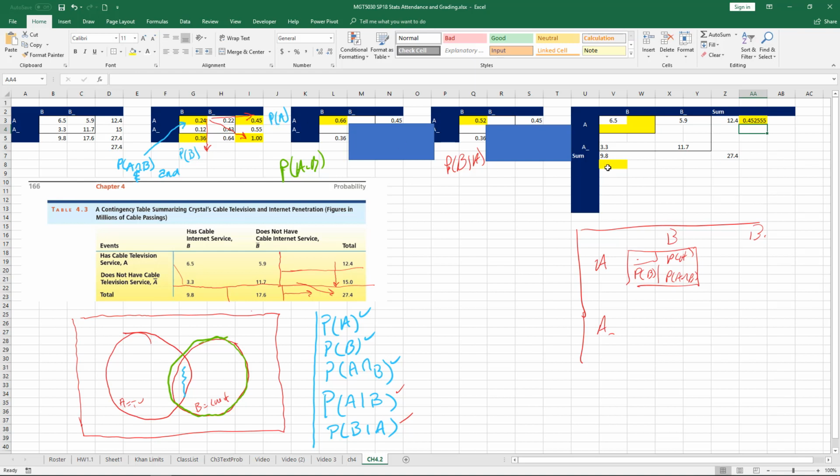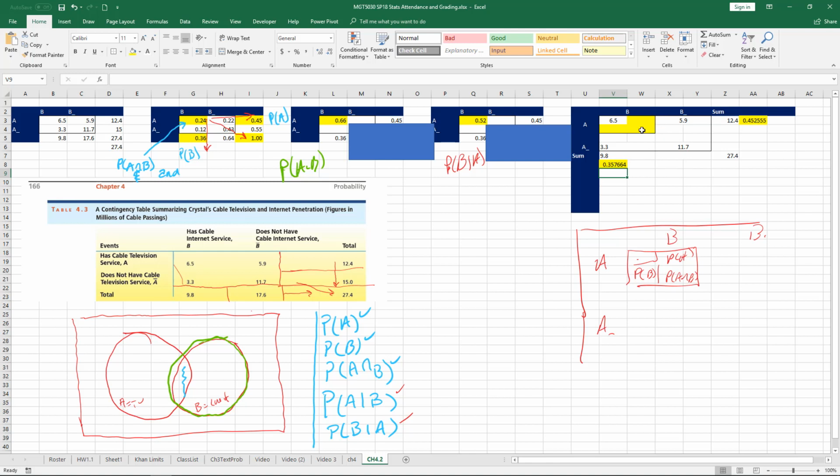Now let's do the probability of B. That is going to be equal to the total number of customers that have internet access divided by the total number of customers at all, right? And there's our 35. It says 0.36, or it's been rounded up from 0.357. So that's the probability of A, probability of B.